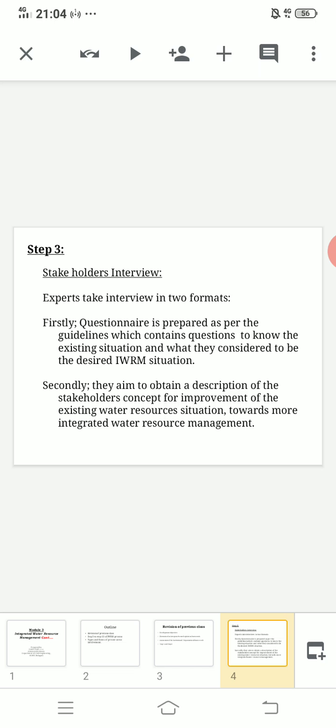Step 3, stakeholders interview. Experts carry out an elaborate procedure of interviewing the selected stakeholders, applying the guidelines for interviews. These guidelines are in the format of a questionnaire, which contains questions relating to the stakeholders interviewed and their perception of the existing situation and what they consider to be the desired IWRM situation.